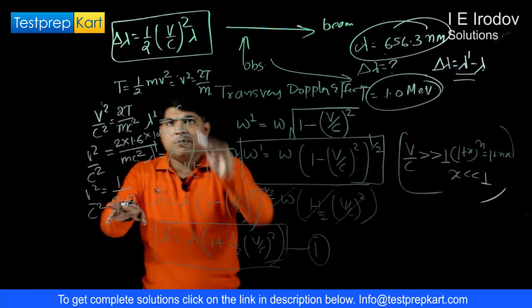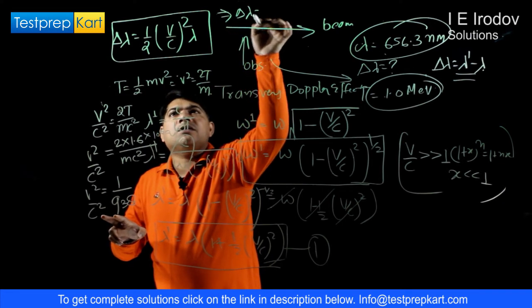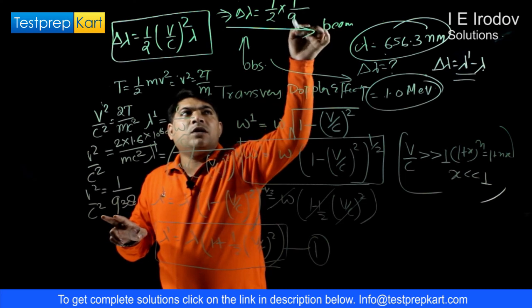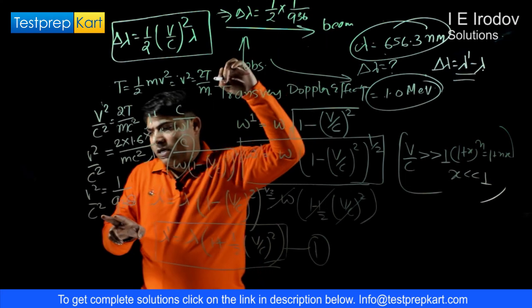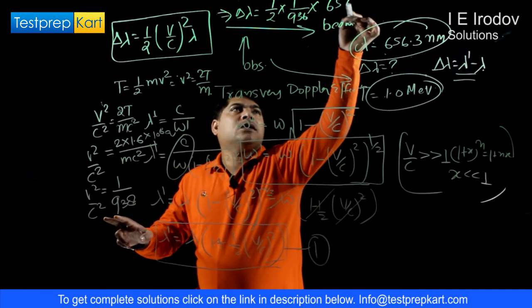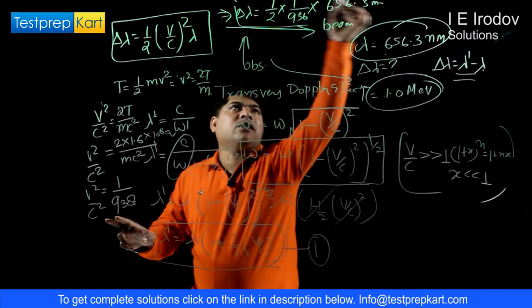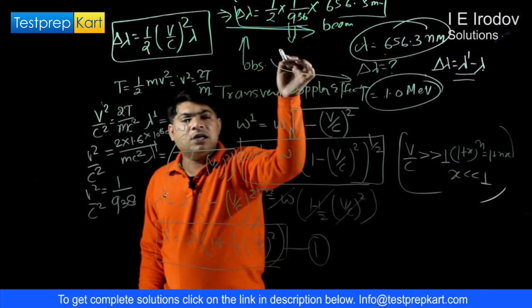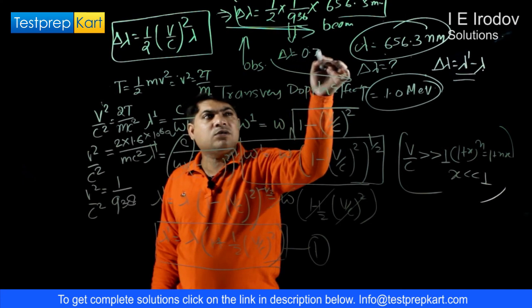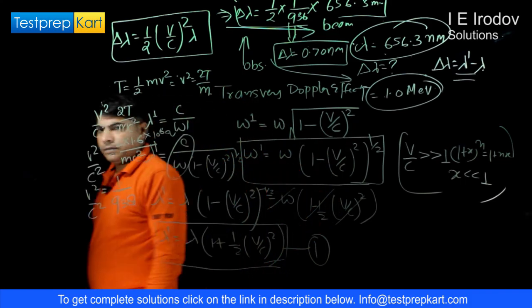So now if we get back to this expression, then we can write delta lambda is equal to 1 by 2 into 1 over 938 into this wavelength 656.3 nanometer. It's just a matter of calculation and we'll get the answer. So from here we get approximately delta lambda equals 0.70 nanometers.